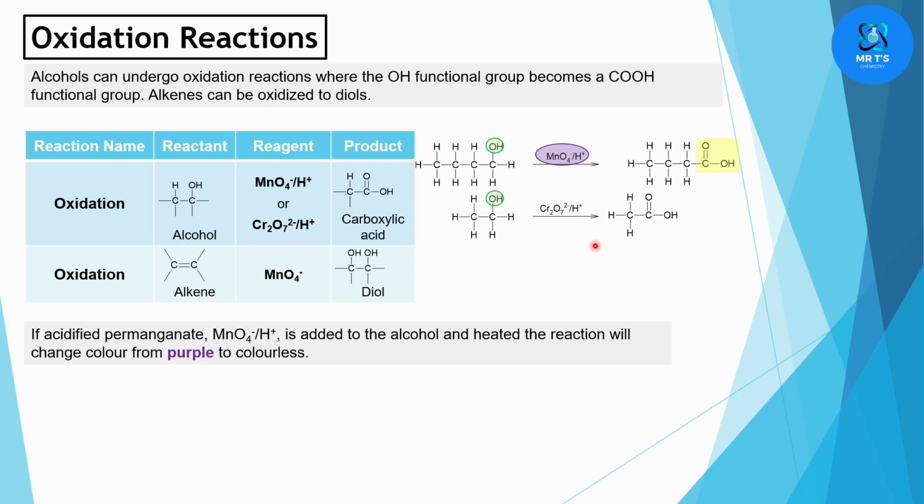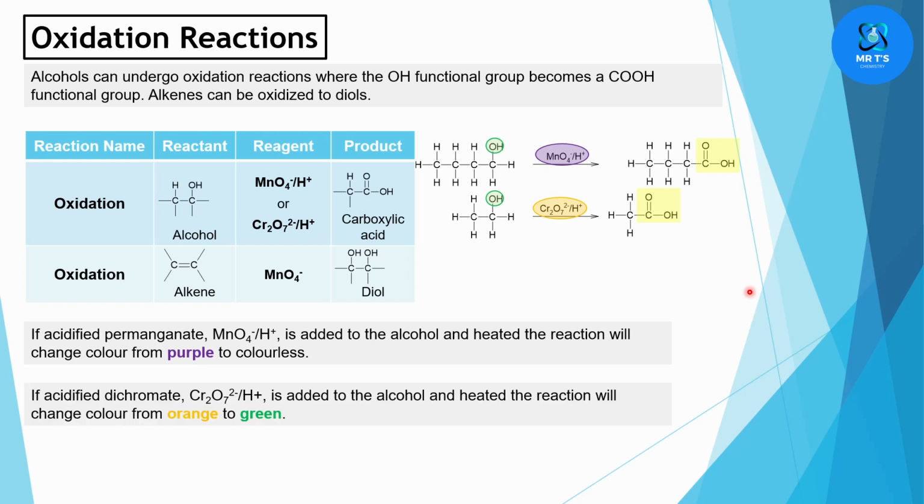Now dichromate is Cr2O72-. H+ means it's acidified, and if we do that, we can again change the alcohol group into a carboxylic acid functional group. But in this case, the reaction has a slightly different observation. It will start as an orange color and proceed to green. The dichromate will turn into a chromium ion, Cr3+, which is a green color. And these will actually be used later to identify the presence of primary alcohols.